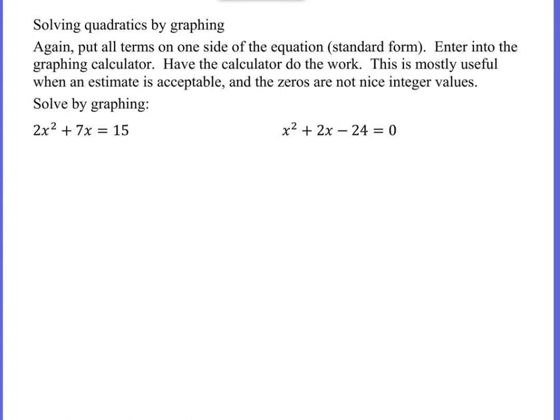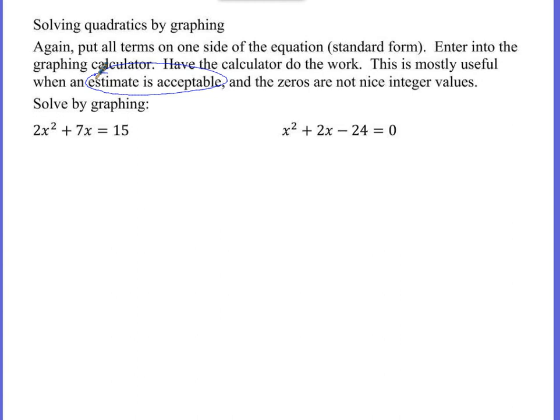You can also solve quadratic equations by graphing. Again, you just need to put all your terms on one side in standard form and then enter it into a graphing calculator. So it's kind of treating it like y equals your function rather than 0 equals your function. Have the calculator do the work. This is mostly useful when an estimate is acceptable, and you'll know when an estimate is acceptable, or when you're using an equation that's really ridiculous numbers.